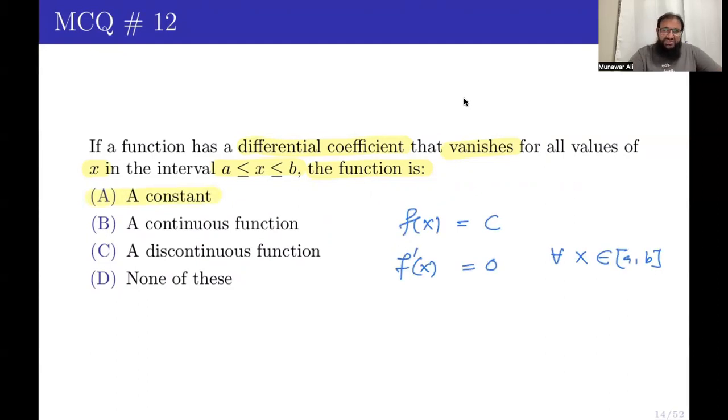You can also exclude the rest of the options to see that your option is correct. Because if the differential coefficient is 0, then saying it is a continuous function doesn't make sense. Because if the function is continuous, we cannot talk about its derivative in general, because we don't know what the derivative is going to be if only the continuity assumption is given to us. If it is discontinuous, then for sure we cannot talk about differentiability. So the correct option is A.